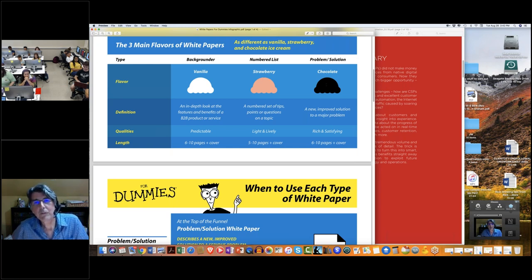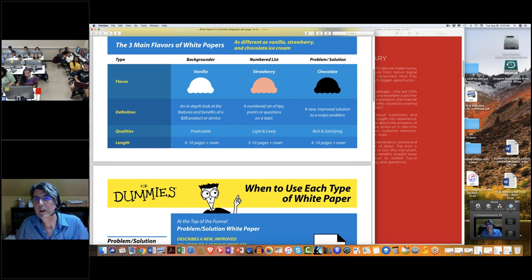fun. And then the opposite to the vanilla is the chocolate, and this is what I call a problem solution. These began to be produced in the 80s and 90s, and now they're very popular, but they are challenging to do. A problem solution will talk about a major big business problem and why it's never been solved up to now and what you can do to solve it, a new improved solution. But it doesn't go into all the same detail as the vanilla. It just introduces the idea, and there can actually be a follow-up white paper in the vanilla format that talks in more detail about a product. And I call this chocolate because they're rich, they're dense, they're heavy, they're satisfying, they're complex, much more so than the other two flavors.